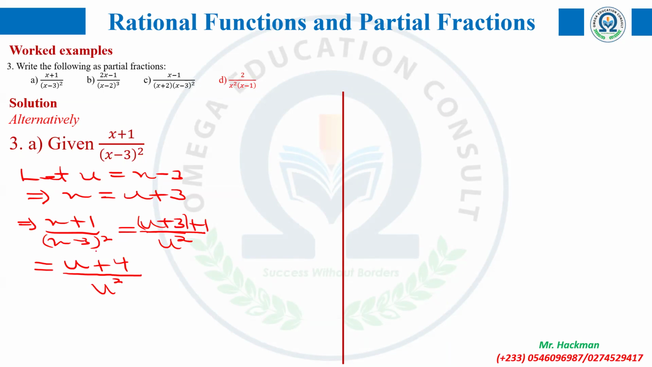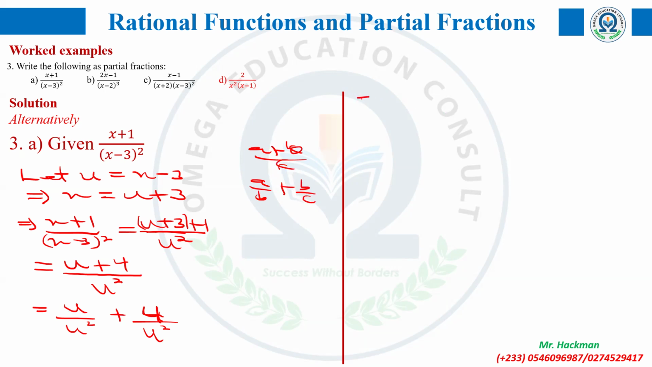Now you can see that this is a single fraction in terms of u, but the question asks you to write what you have there as partial fraction. So I know the partial fraction in terms of u will be the same as u over u squared, then plus 4 over u squared. Do you agree? If you have a plus b all over c, we all know that is the same as a over c plus b over c. So that's what I've done here. I haven't done anything special.